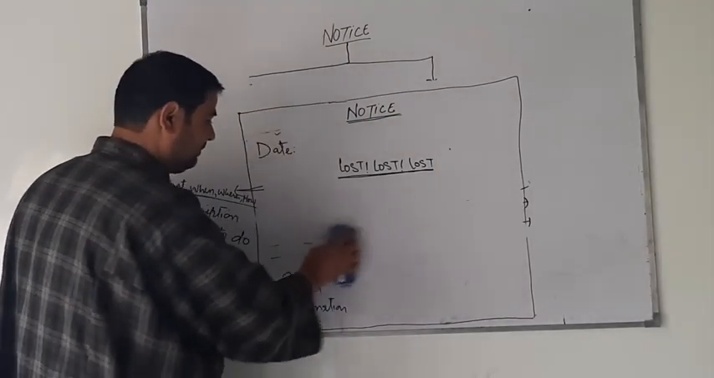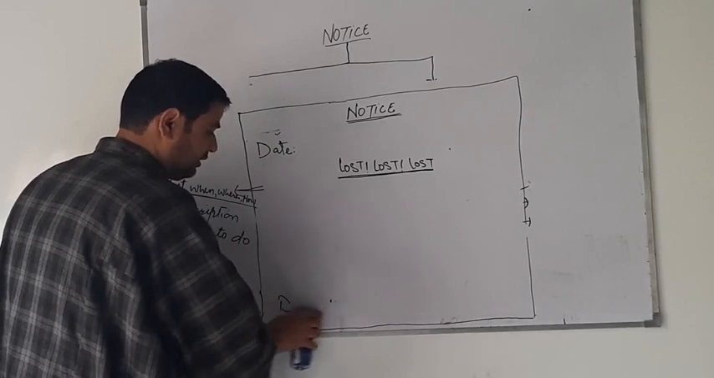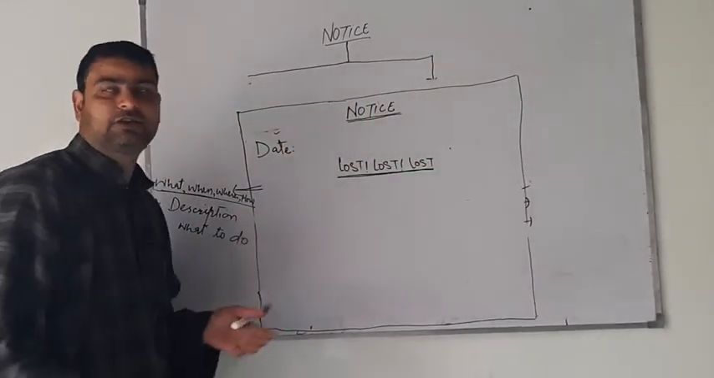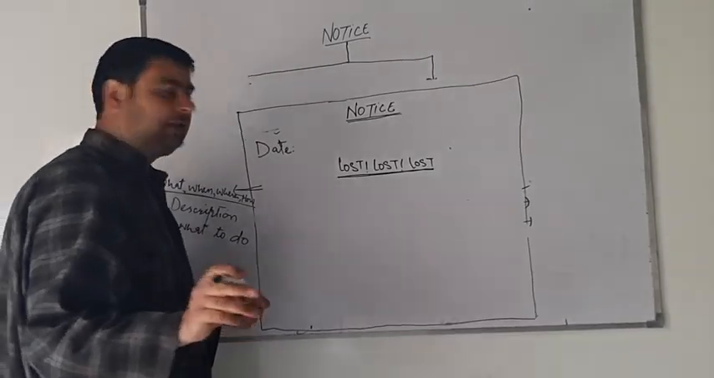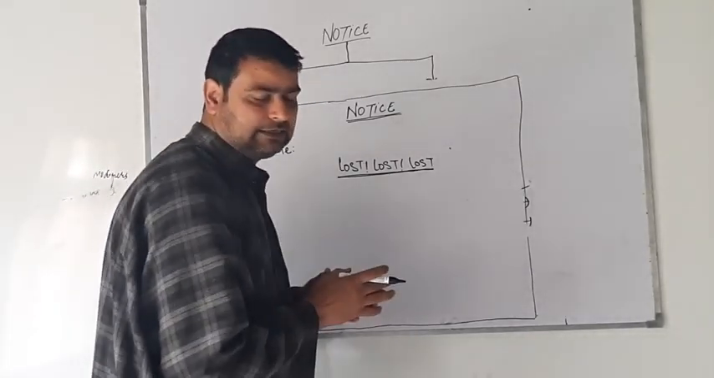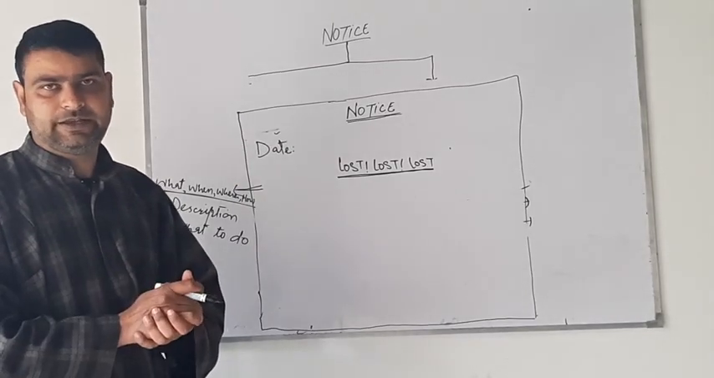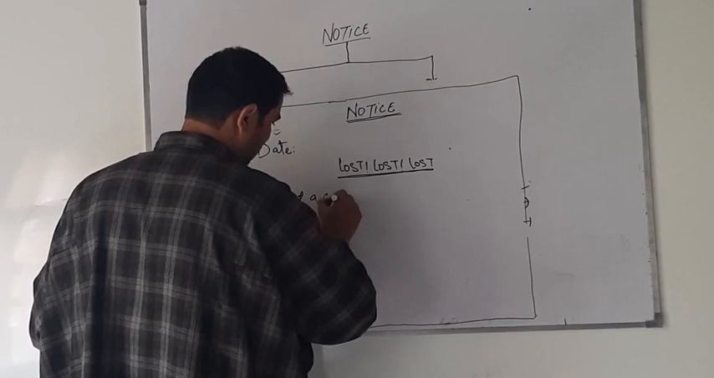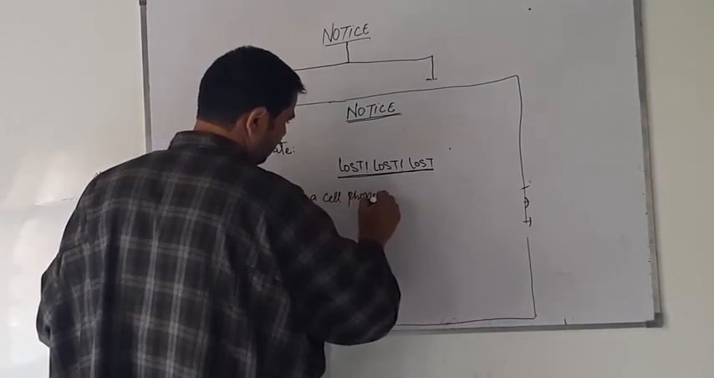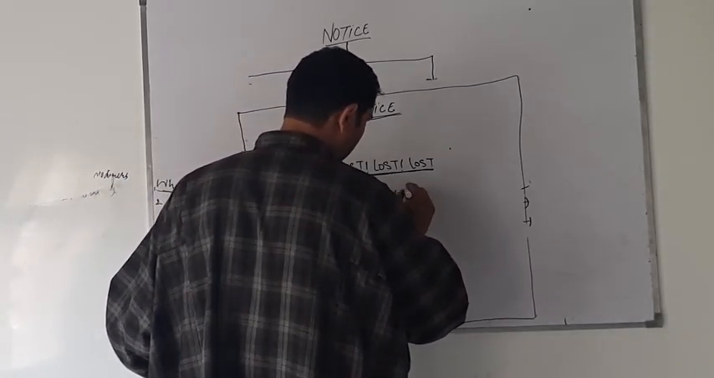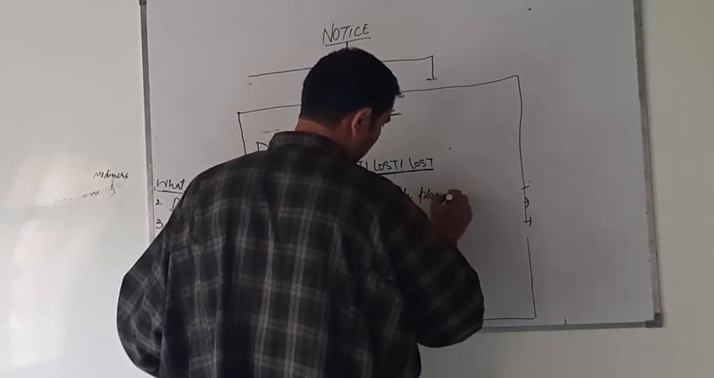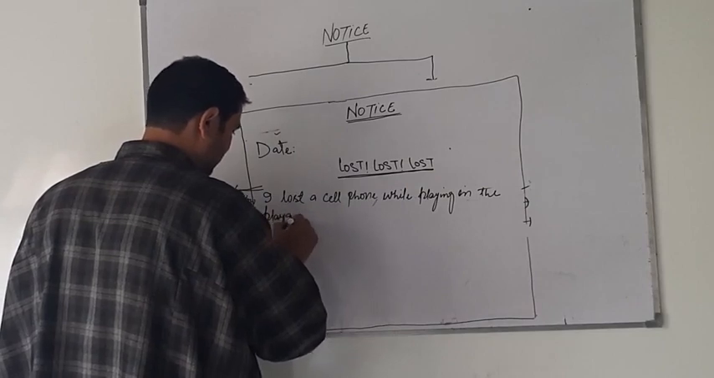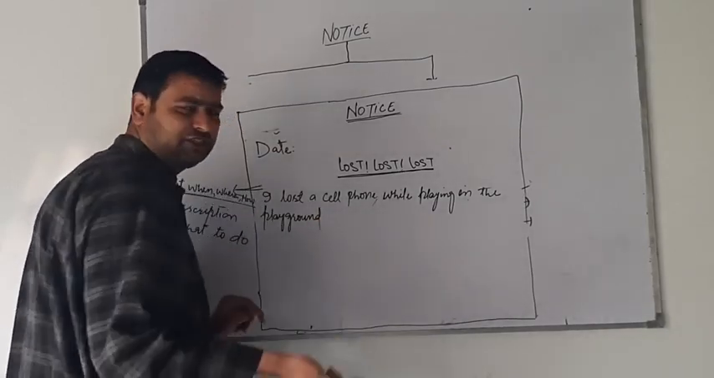Dear students, I remember an example from a previous year question paper, the 2019 question paper, where a question was asked that you lost something. I do not remember it exactly. You lost something, now put a notice on the notice board. Let us say that we lost a phone while playing. What? I lost a cell phone while playing in the playground. And we can add during lunchtime or anything else.